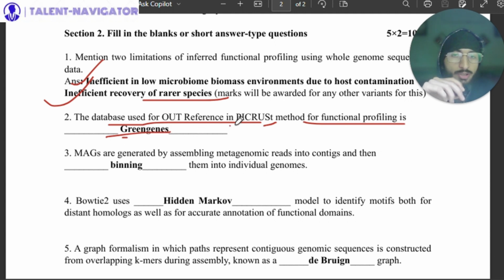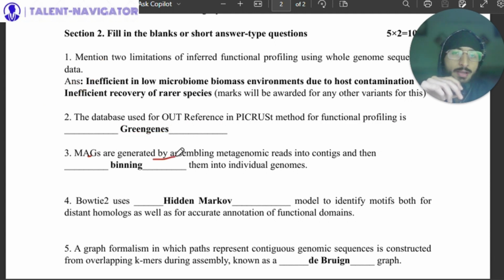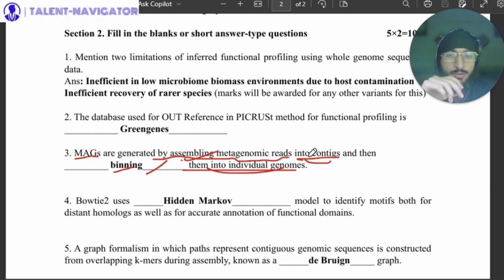and for the other one it is IMG. MAGs are generated by assembling metagenomic reads, metagenome assembled genomes, into contigs, and then binning them into individual genomes. Assembling them into contigs and binning these contigs into individual genomes.